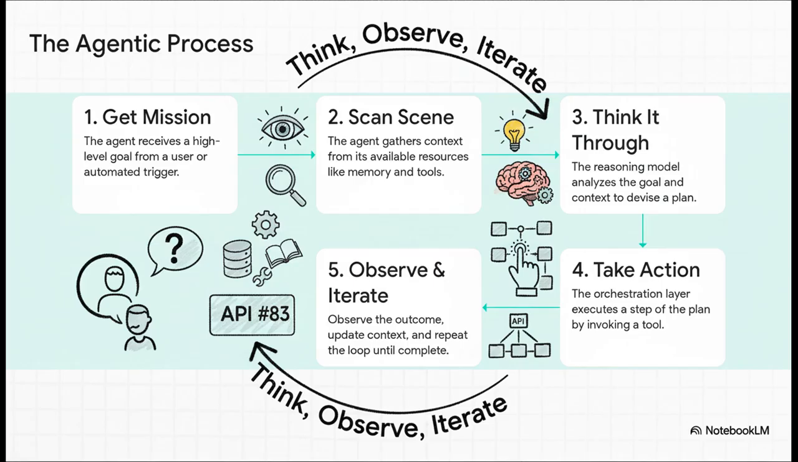Okay, so how do these parts actually work together? Well, they run in this constant cycle. Let's take a simple example. A customer asks, where is my order? First, the agent gets its mission. Then it scans the scene. It sees it has a tool, an API, to check the order database. It thinks, okay, first step is to find that order. It takes action by calling the API. Then it observes the result. Let's say it gets a tracking number. And then it iterates, thinking, okay, I've got the number, what's next? This think, act, observe loop. That's the fundamental heartbeat of every single agent.